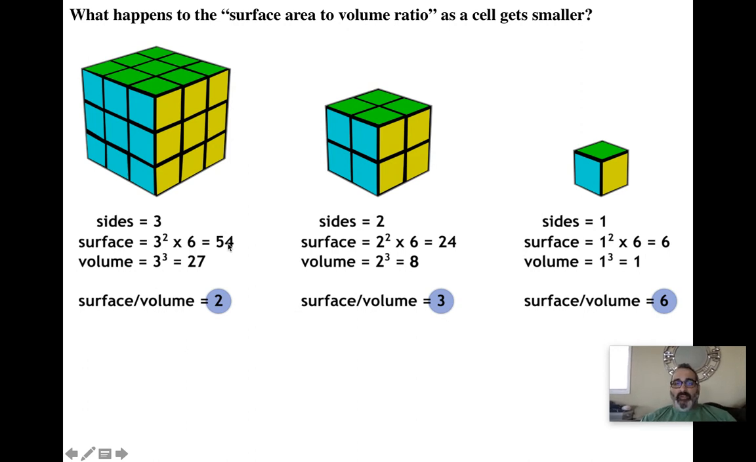Then we calculate volume: length times width times height. 3 times 3 times 3 is 27. 2 times 2 times 2 is 8. 1 times 1 times 1 is 1.